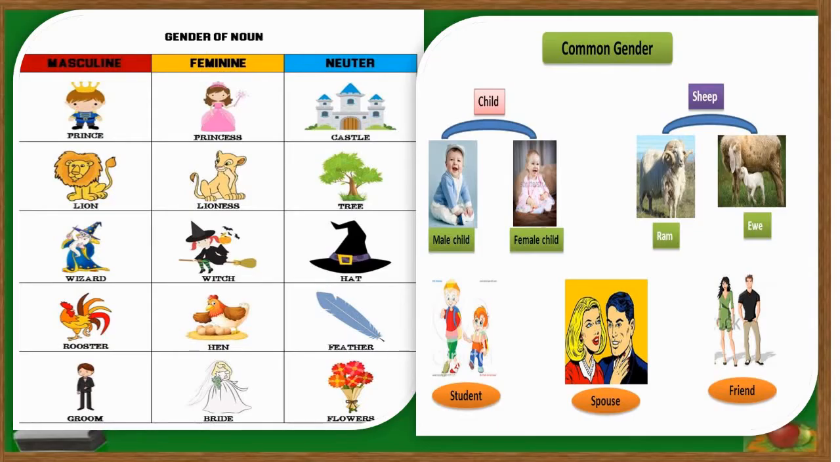Now let's see common gender. Here you can see male child and female child. If we are talking about both, we call it a child. Ram, ewe, both female and male. If you are talking about both, we call it a sheep. If you are talking about girl and boy, both, we call them a student. If you are talking about husband and wife, both are considered a spouse. And for example, friends for boys and girls. All these are examples of masculine gender, feminine gender, neuter gender and common gender.